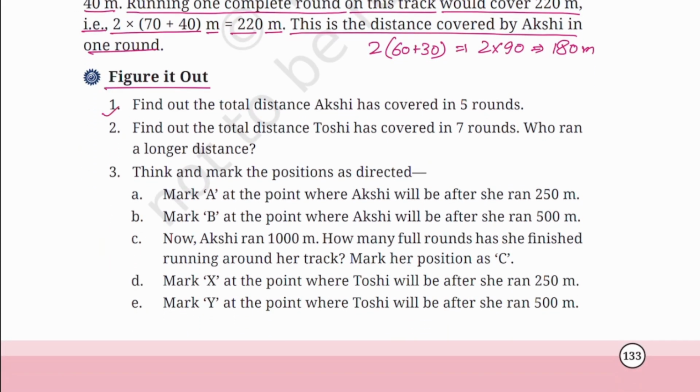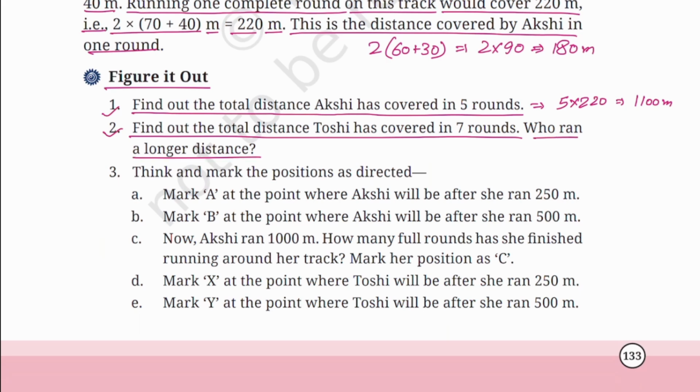Figure it out. 1. Find out the total distance Akshi has covered in 5 rounds, that is 5 into 220, that is 1100 meter. 2. Find out the total distance Tosi has covered in 7 rounds. Who ran a longer distance? In 7 rounds, Tosi will cover 7 into 180, that is equal to 1260. So, Tosi has covered a longer distance.